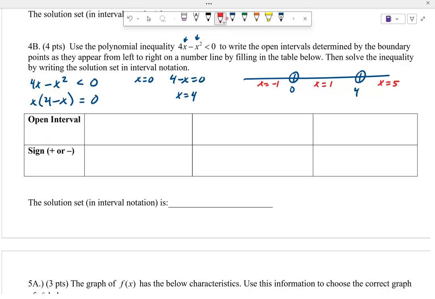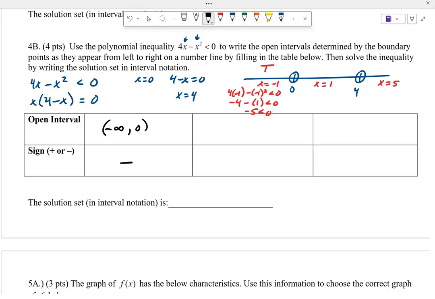Let's throw in -1. So I got 4 times -1 minus -1 squared. Is that less than 0? I got -4 minus 1 is -5, less than 0. That is true, right? I get a negative answer. That's true. So that's going to be part of my solution. So my open interval is from negative infinity up until 0, and it spit out a negative value there, right?